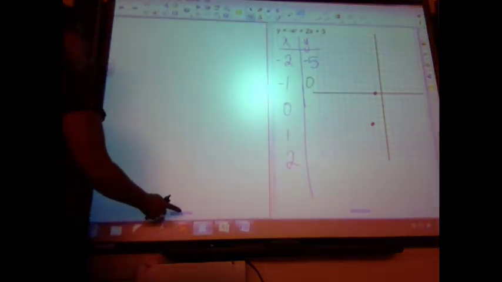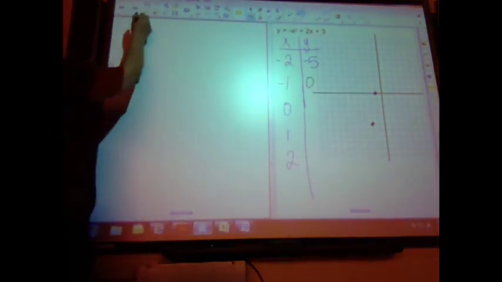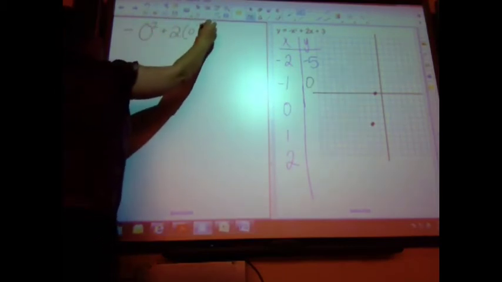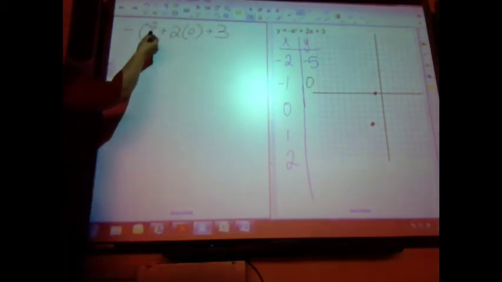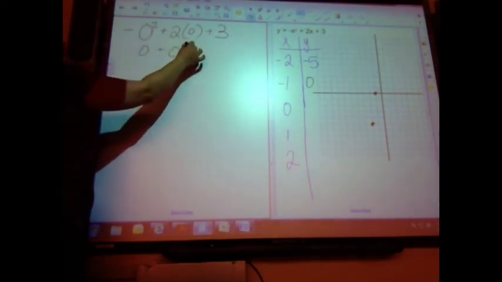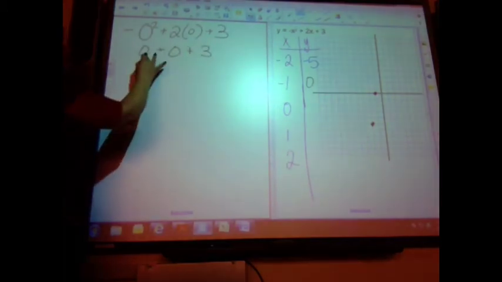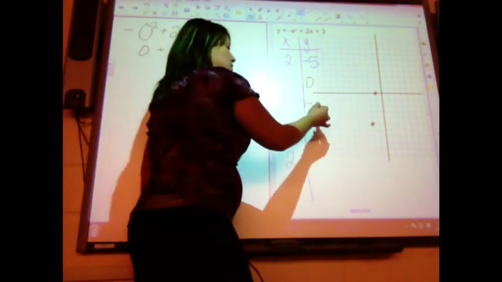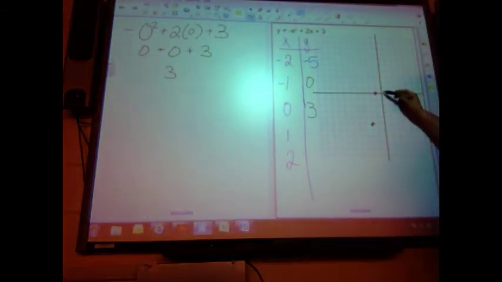Next, I do the same thing, but this time I'm going to use 0. So I do the opposite of 0 squared plus 2 times 0 plus 3. Well, 0 squared is just 0. The opposite of 0, well, there really isn't one, so it's just 0. 2 times 0 is 0, and I bring down my plus 3. So 0 plus 0 plus 3 is just 3. Over 0, up 3.